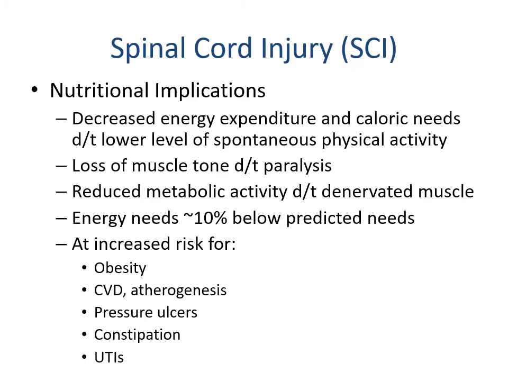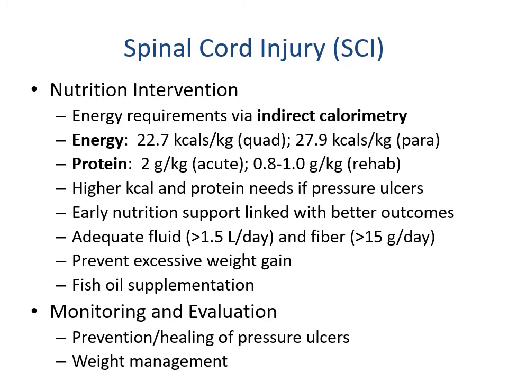Patients with spinal cord injury are at increased risk for obesity, cardiovascular disease, atherogenesis, pressure ulcers, constipation, and UTIs. So our interventions: energy requirements via indirect calorimetry would be ideal, but we do have some different equations based on some research. We're recommending 22.7 calories per kilogram for quadriplegic or tetraplegic patients, and 27.9 calories per kilogram for paraplegic patients. Protein, we recommend 2 grams per kilogram in the acute phase.